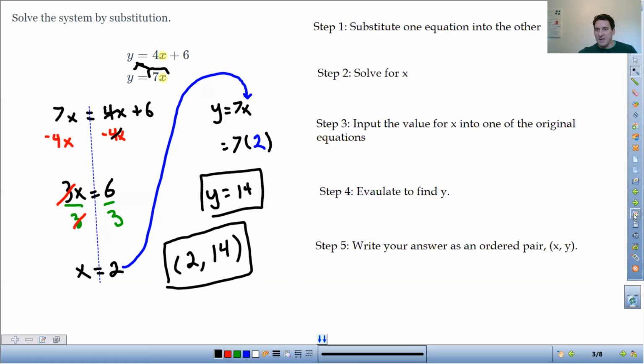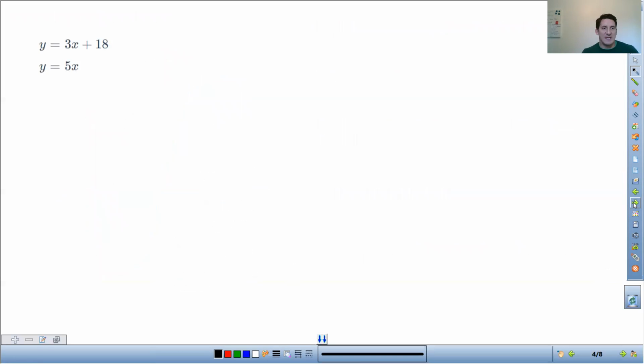Let's take a look at another example. y is equal to 3x plus 18, and then y is equal to 5x. So again, y is equal to 3x plus 18, and y is equal to 5x. Since these are both equal to y, we can set them equal to each other. So 5x is equal to 3x plus 18.